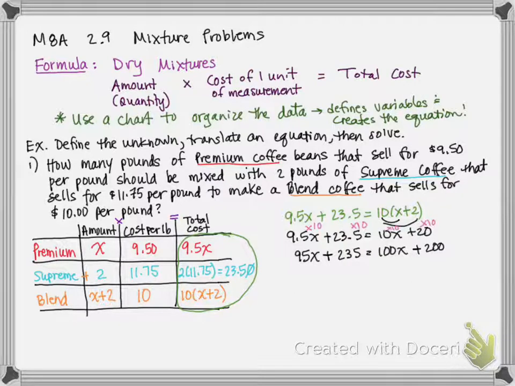So now I'm at 95x plus 235 equals 100x plus 200. So again, I'm going to go ahead and get my variables on the left. I'm going to subtract 100x from both sides. Actually, let me go back. I'm going to use pink again. I'll just make pink the color of math today.